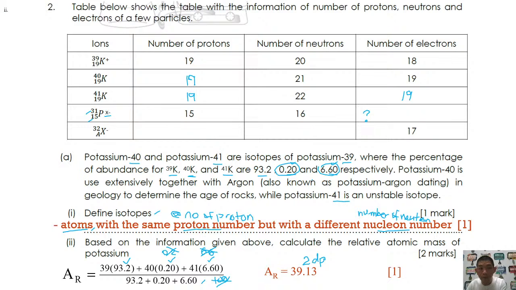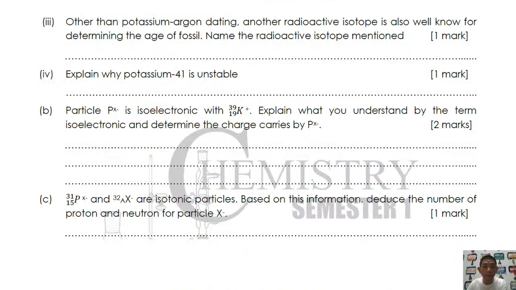Okay, so with that, we go to question number 3. Other than potassium-argon dating, another radioactive isotope is also well known for determining the age of fossils. Name the radioactive isotope method. So in here, you must know by yourself that this is the application. There is only one thing that can determine the age of fossils, which is carbon-14.